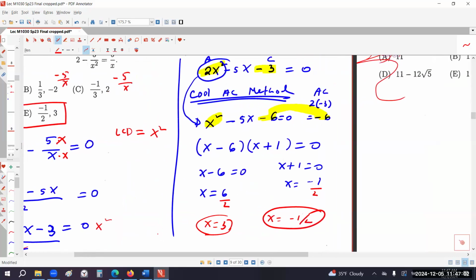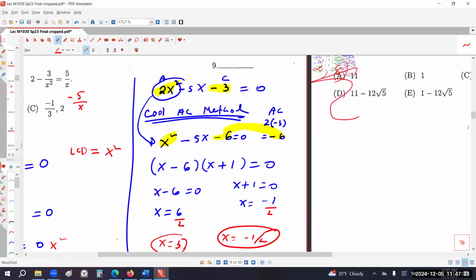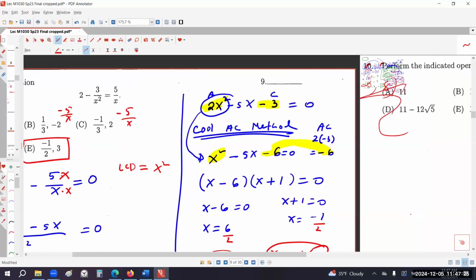Me too. I didn't know that until I saw their work. I'm like, oh, cool. This method I never knew, because this is not normal AC method. Someone invented this.